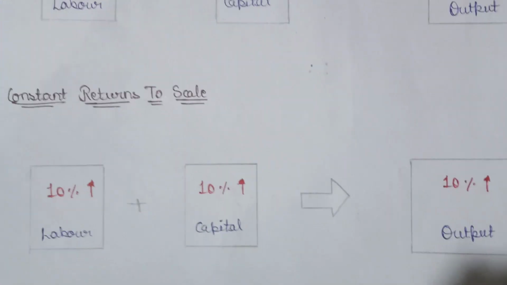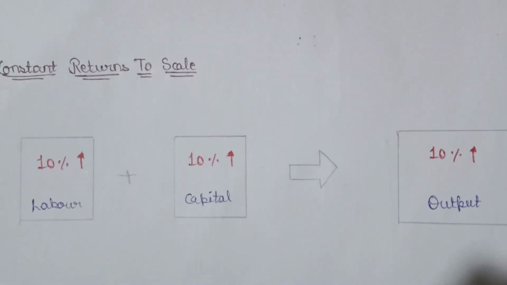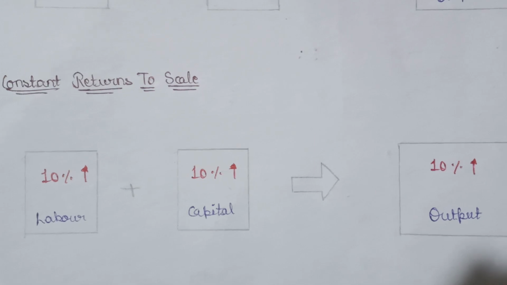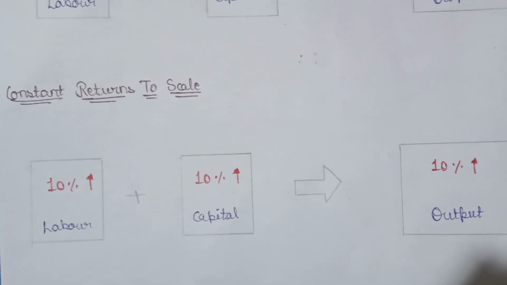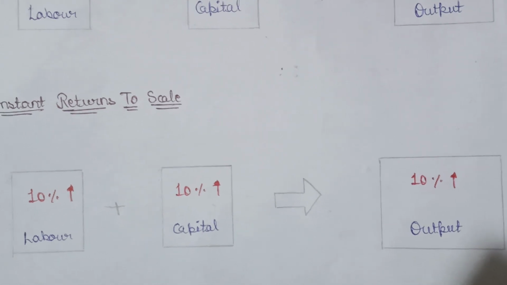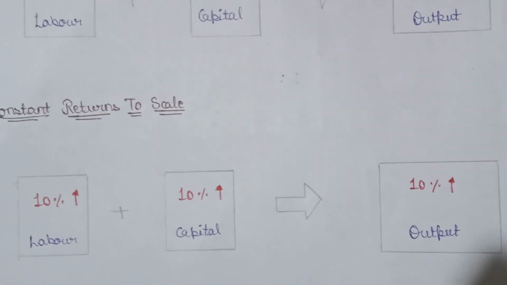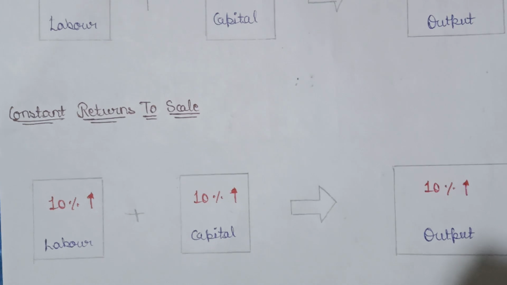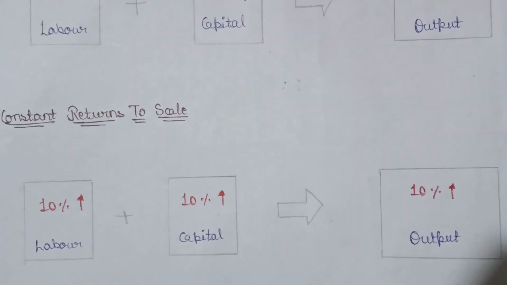Now the next, constant returns to scale. In this example, if we increase the labor and capital by 10%, we get the change in output by 10%. As this is constant returns to scale, we get the change in output equal to the change in input.